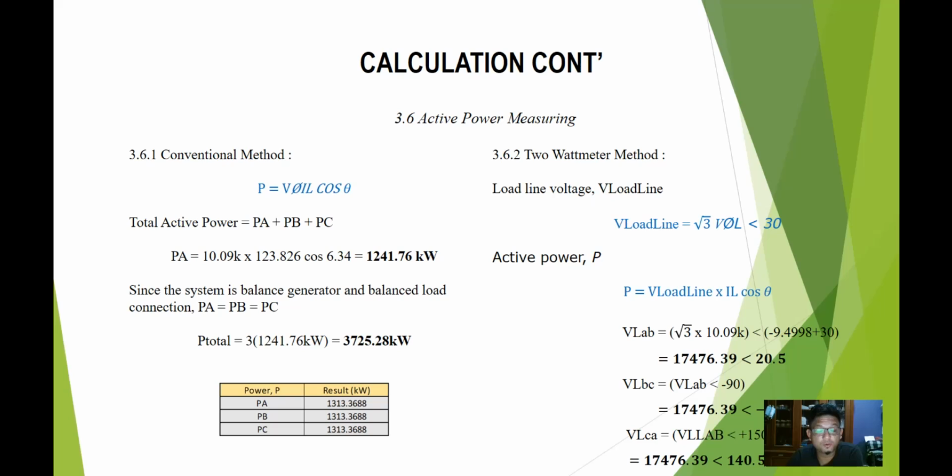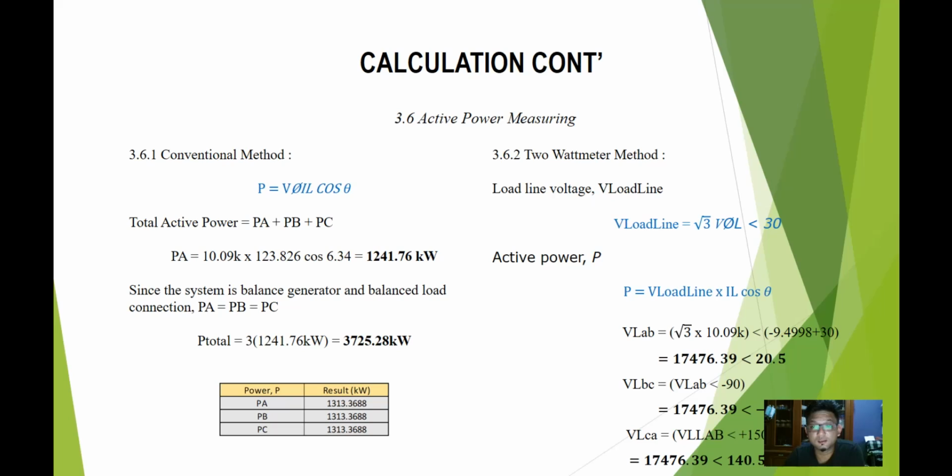So we find it for the single phase at phase A, so we can multiply by 3 phases. So the answer, the total power, is 3725.28 kilowatt. The table below shows the result by the PSIM software.